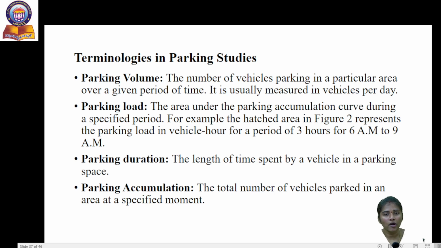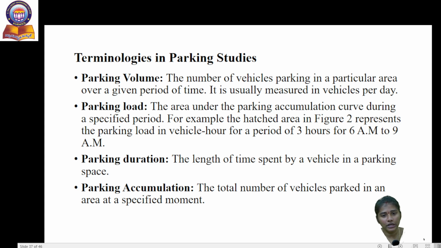There is some important terminology in the parking studies. First we should know what is parking volume. The number of vehicles parking in a particular area over a given period of time is called parking volume, which can be measured as vehicles per day. Next we have parking load. The area under the parking accumulation curve during a specified time period is called parking load. Next we have parking duration. The length of the time spent by a vehicle in a parking space is called parking duration.